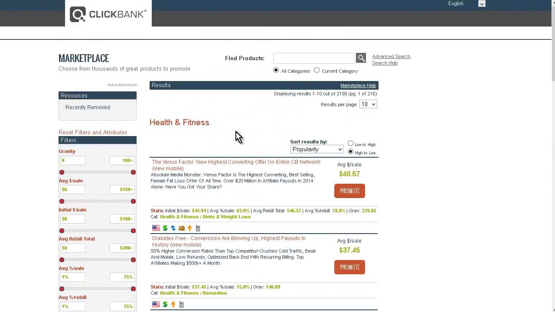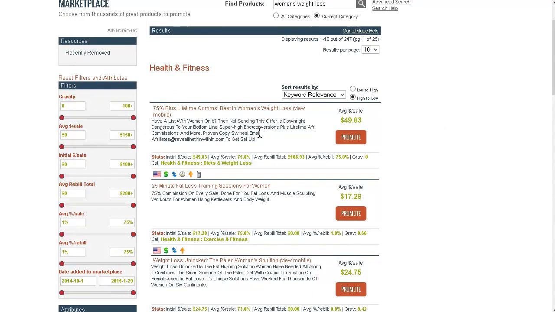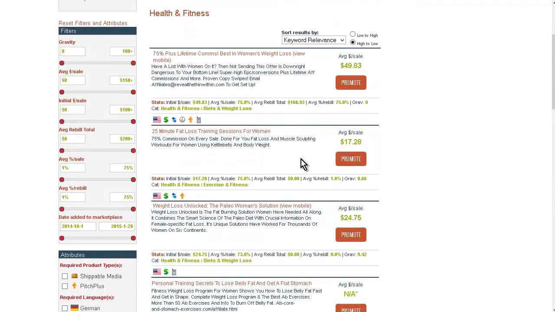And I'm going to go up here and I'm going to do a search. Okay, so let's go in here and we want to search the current category. And then we want to search women's weight loss. Let's search. Okay, so now we can see some of the different products in here. And then there's going to be a number of things we're going to do to narrow down the search for products that we might be interested in promoting.